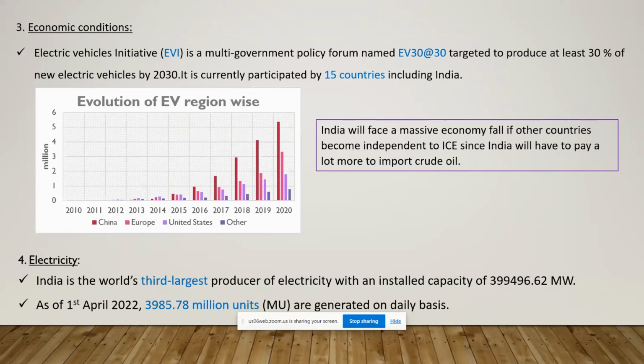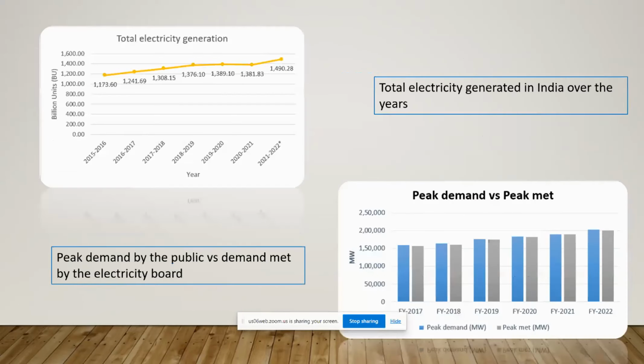And electricity. Despite India being the world's third largest producer of electricity, there are a few problems faced by Indian citizens. If you see, this is the total electricity generation over the years, but if you see the peak demand and peak met, it is not always equal. So that means though India is trying to produce huge electricity, the demand is not always met, and this is one of the factors.